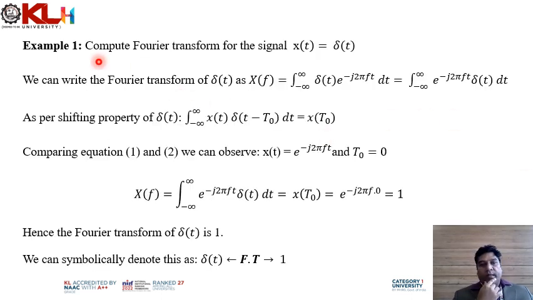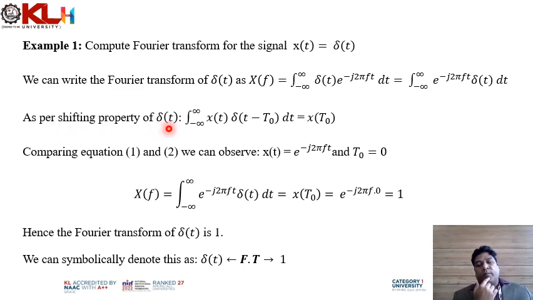Now we are going to solve an example problem. Compute the Fourier transform of the signal x of t is equal to delta of t, which is the impulse signal. So we are going to write the Fourier transform equation. Capital X of f will be the integral of delta t e power minus j 2 pi f t dt. Then we are going to simply rearrange the terms and write this integral as the integral of e power minus j 2 pi f t into delta of t dt. We simply interchanged the positions.